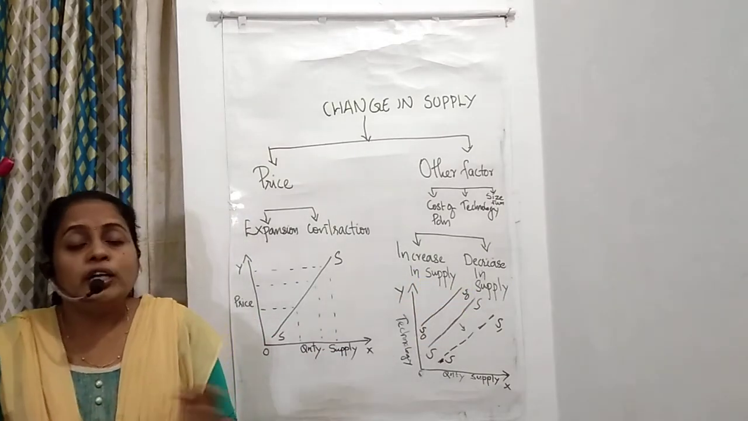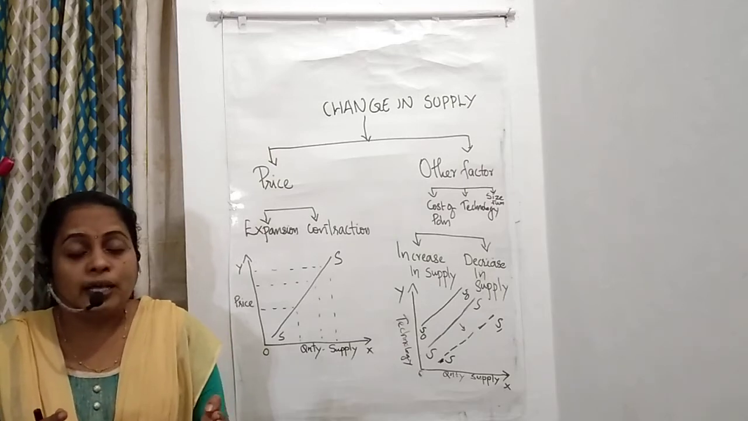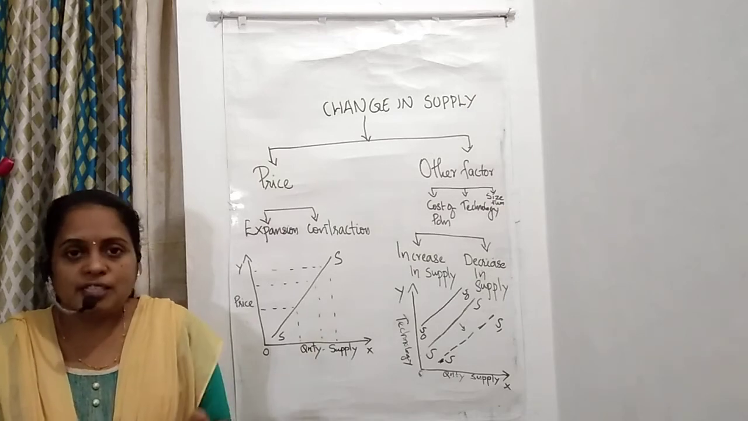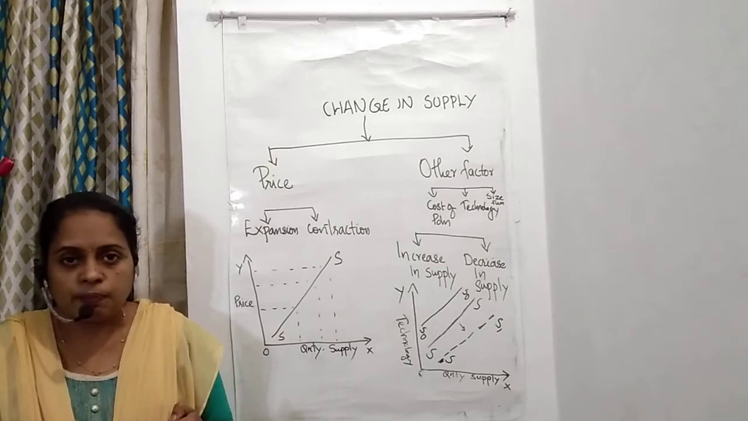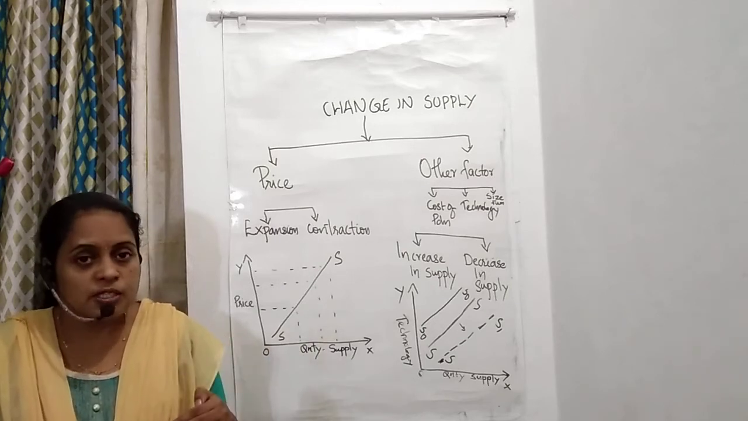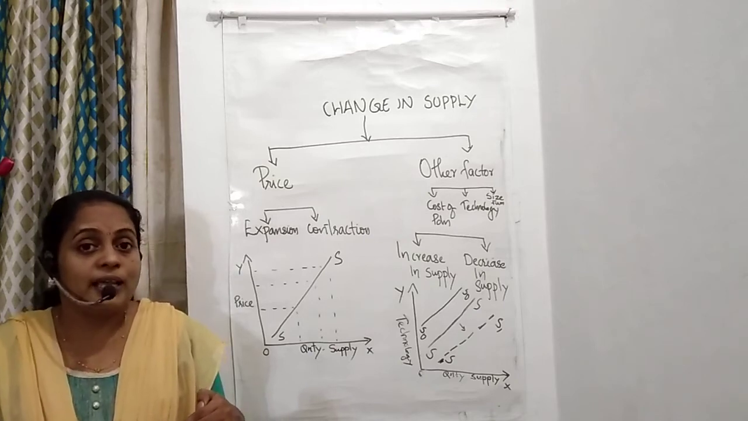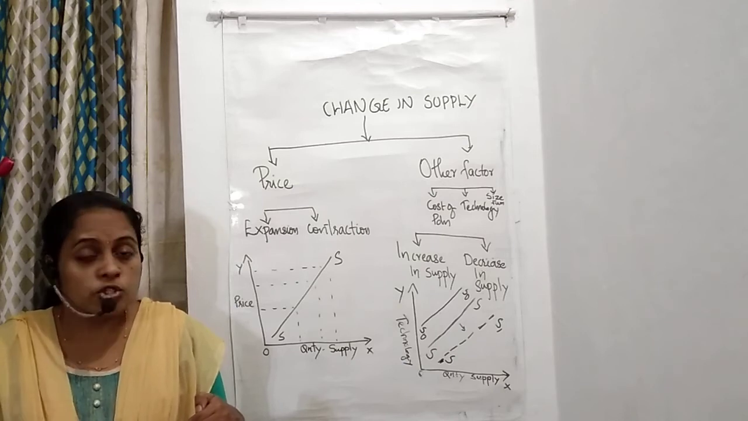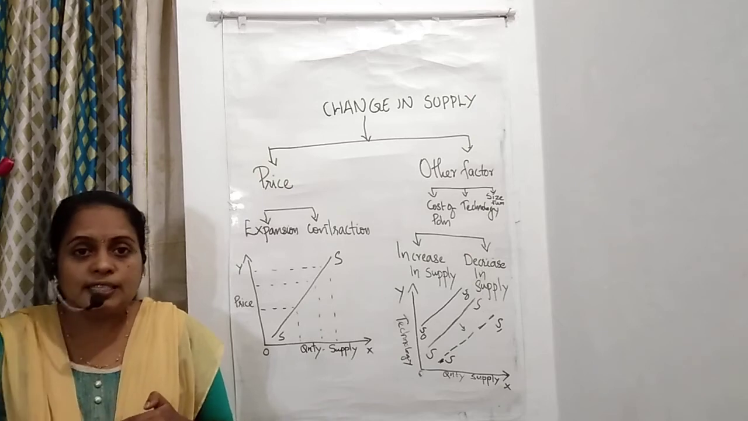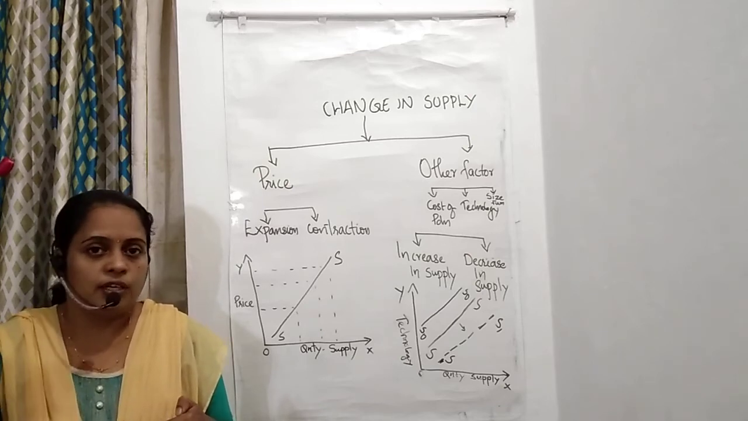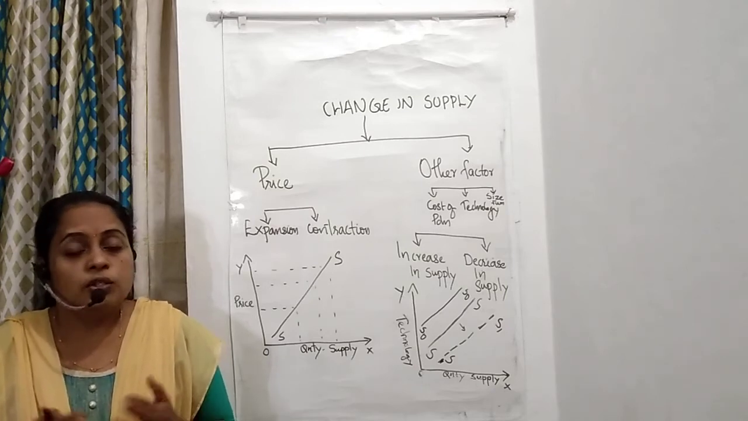But these are the two types of changes in supply. Supply changes either by price or by other factors. If supply changes by price, it is known as expansion or contraction of supply, and this takes place on the same supply curve. If supply changes due to other factors rather than price, like technology, cost of production, tax, subsidy, etc., that is known as increase in supply or decrease in supply, a shift in the supply curve. And these are the two types of changes that take place in supply.